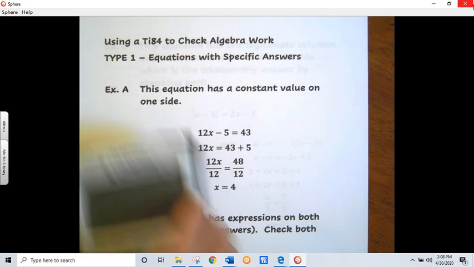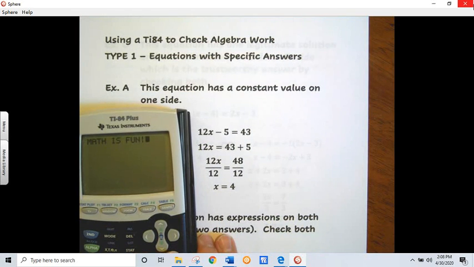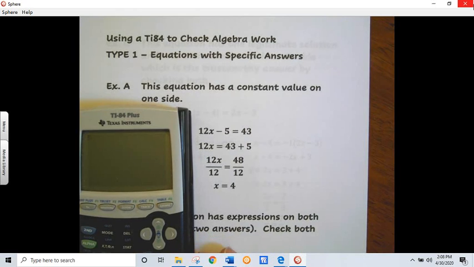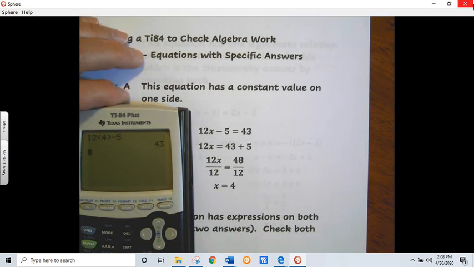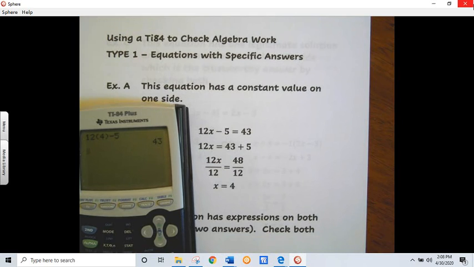Now I'm going to do it the old way to begin with. Let me clear that off here. We're going to say 12 times 4 minus 5, and hopefully that answer gives 43, and you can see that we've got a legitimate answer here. So that's a checked answer.